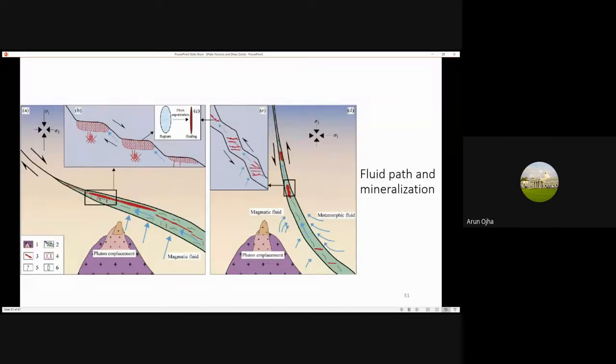This is a zoomed portion of the earlier figure that depicts how the fluid enters the shear zone. As you can see, the fluid released from the magma enters the shear zone, and as the zone is a weak zone that facilitates the fluid, the fluid moves gently to the surface, and that fluid flow interacts with the surrounding rock and results in a number of mineral deposits.